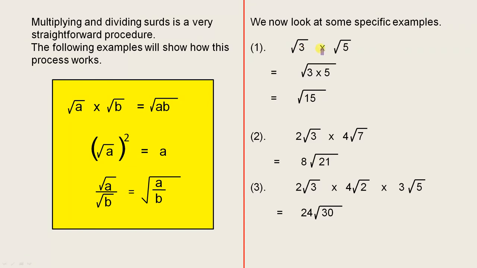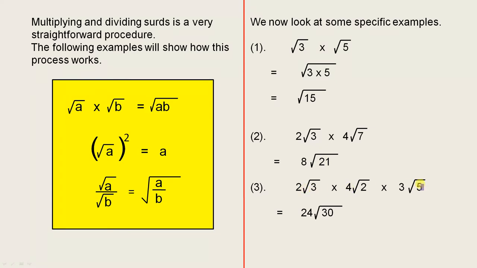The square root of 3 times the square root of 5 is the square root of 3 times 5, which is the square root of 15. 2 the square root of 3 times 4 the square root of 7: you multiply the numbers outside of the square root signs together. 2 4s are 8 and 3 7s are 21. So you multiply the numbers under the square root signs together also, as we saw here. So it's 8 the square root of 21.